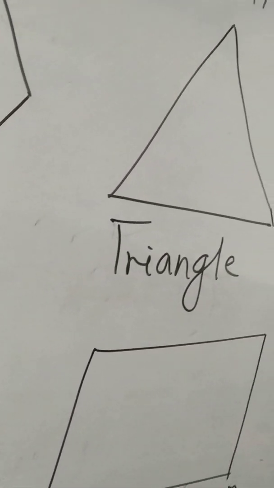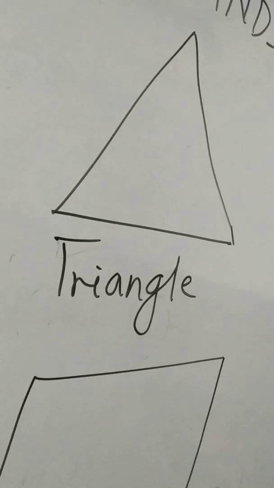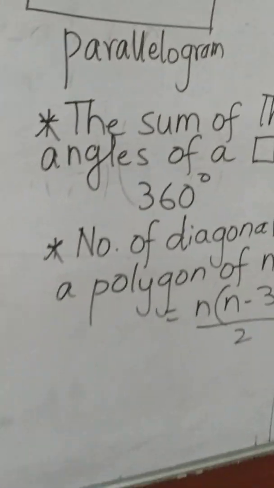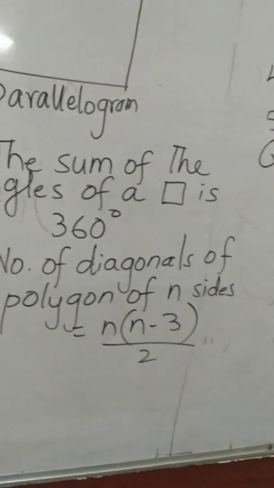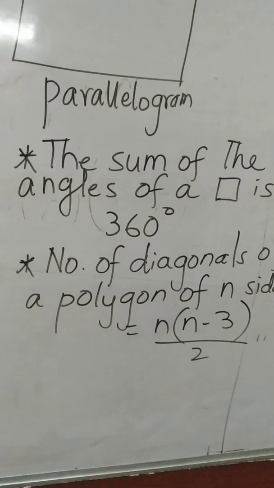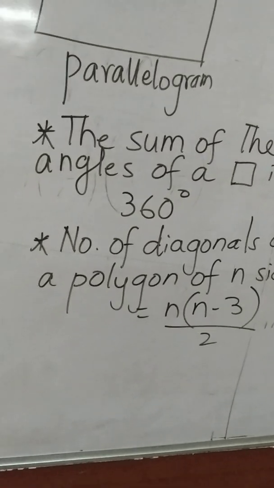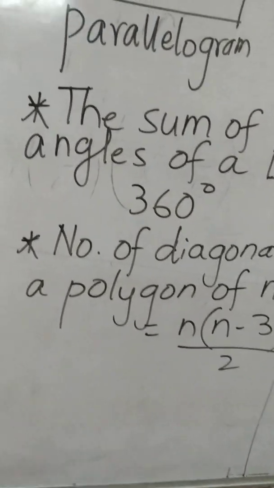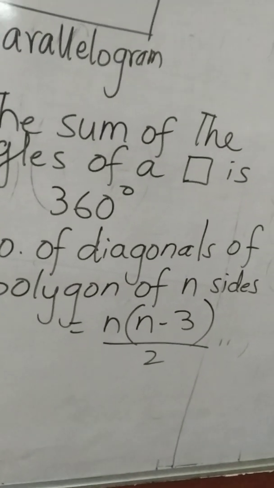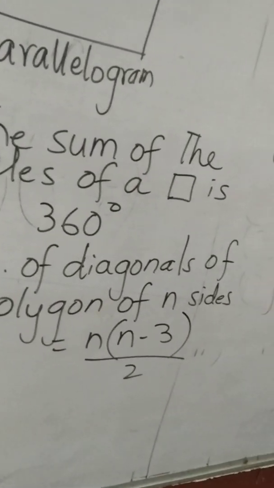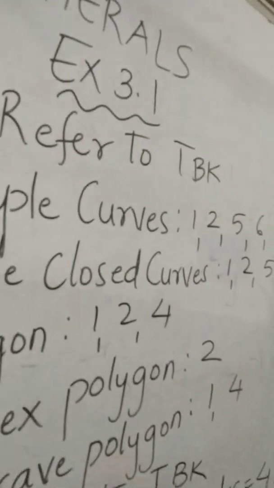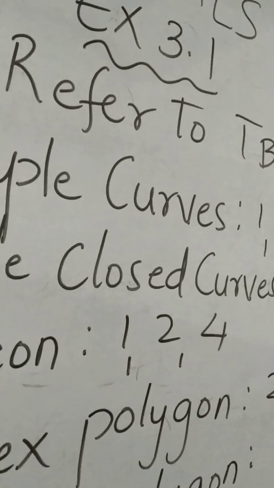Angle sum property: the sum of the angles of a quadrilateral is 360. The sum of the angles of a quadrilateral, this symbol is used for quadrilateral, is 360. And the number of diagonals, if you want to find out, of a polygon of n sides is n(n minus 3) upon 2. Now we go to the questions of exercise 3.1.